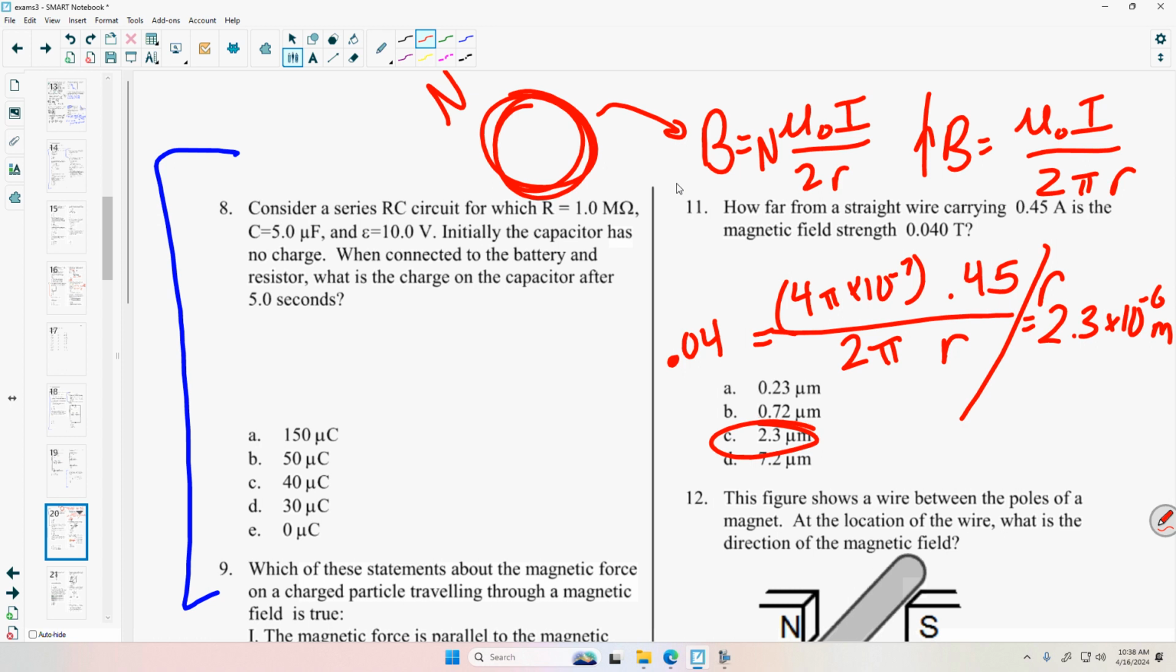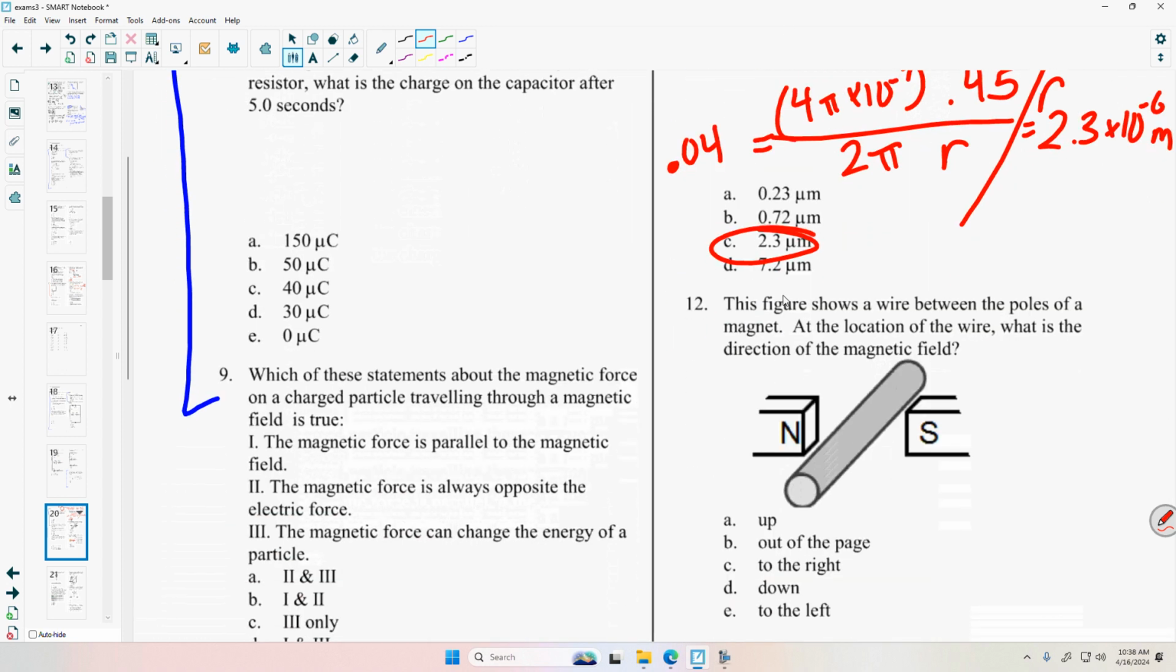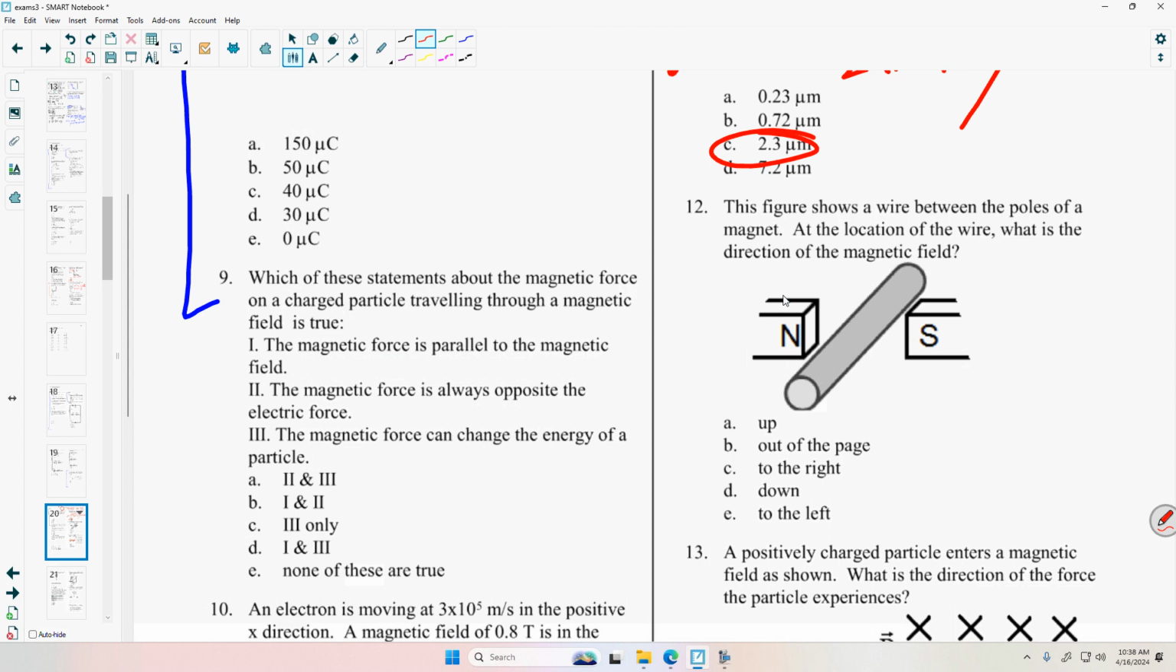All right, others? Number 12? Okay, this one's meant to be easy. I think a lot of people missed it though. I have this wire between the poles of a magnet. At that location where the wire is, what's the direction of the magnetic field? The magnetic field just runs from north to south. So the wire is irrelevant. Doesn't really matter about the wire. But the magnetic field runs to the right. Magnetic field always goes from north pole to south pole.